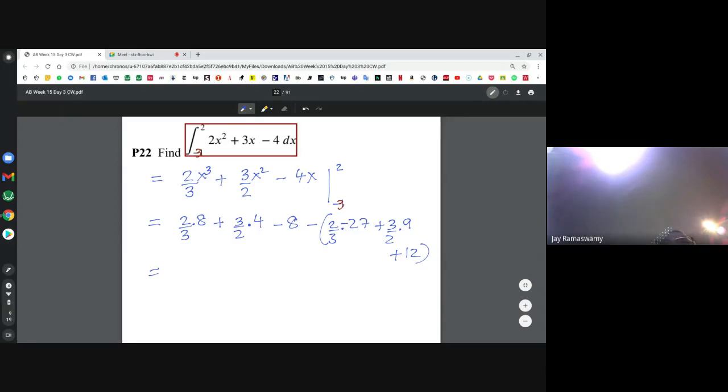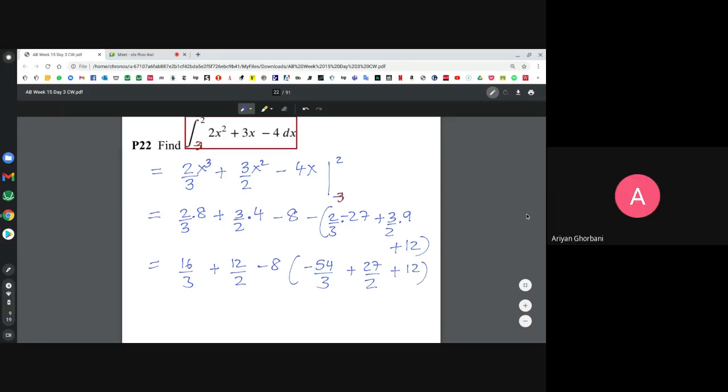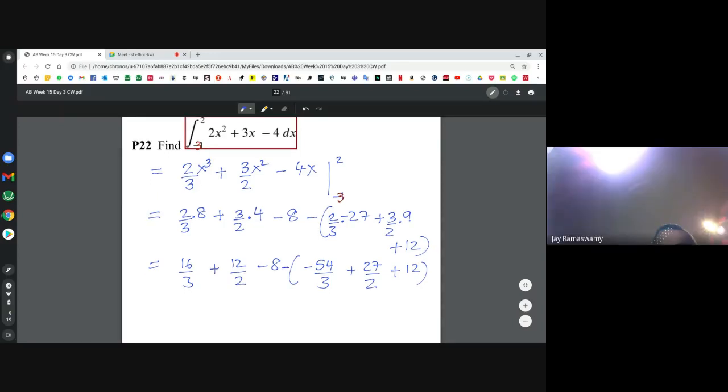You will not simplify these fractions. Everybody, follow my lead. You'll see, mind blown. Do not simplify these fractions. So is that 16/3, plus 12 halves? I'm showing you the algebra trick. Is that negative 54/3? Is that 27 halves? And then plus 12. Wait, where was the negative sign? Oh, sorry, for the negative parentheses sign.